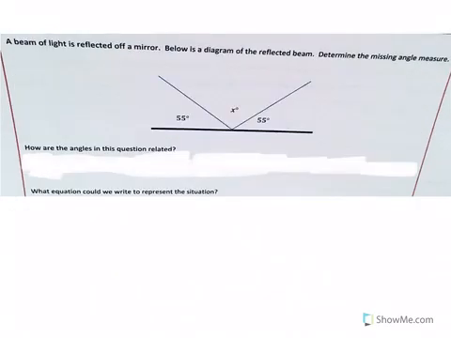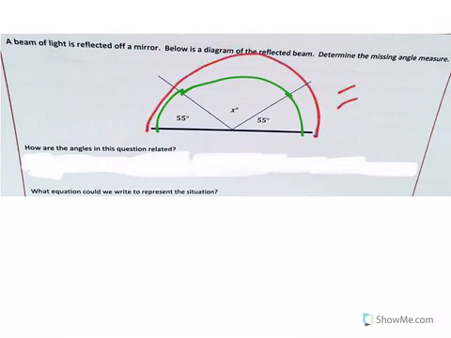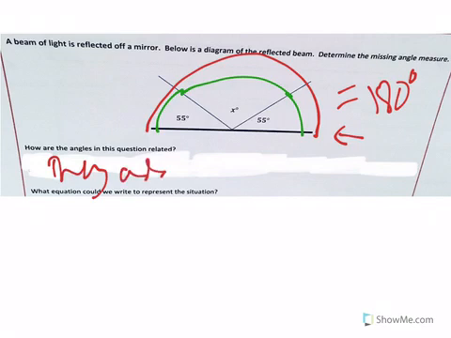Okay, a beam of light is reflected off a mirror. Below is a diagram of the reflected beam. Determine the missing angle measurement. So, how are the angles in this question related? Again, we have a straight line here. So we know that this is 55, this is 55, this we don't know, but this whole thing is going to be 180 degrees because we have a straight line. So they add up to 180 degrees.